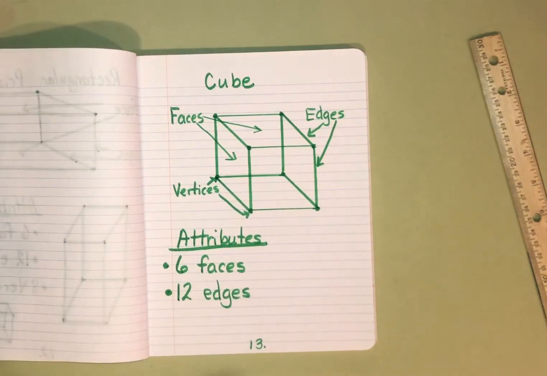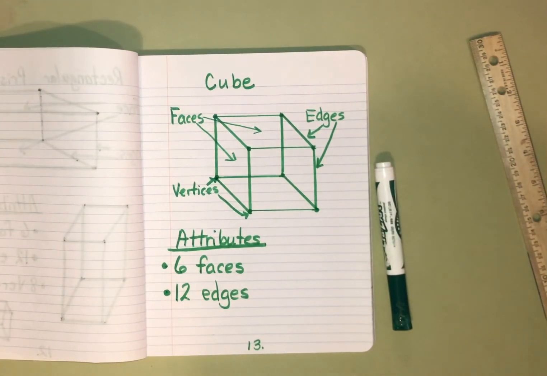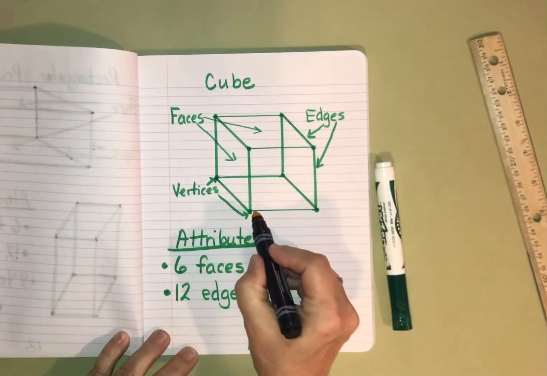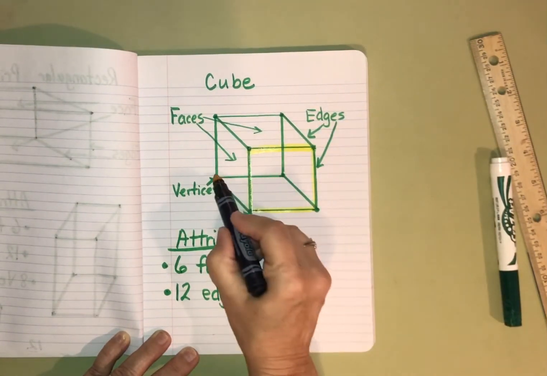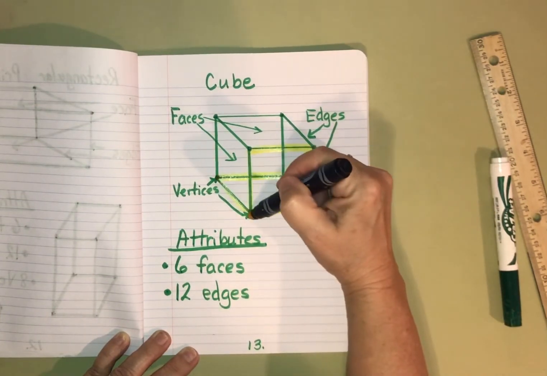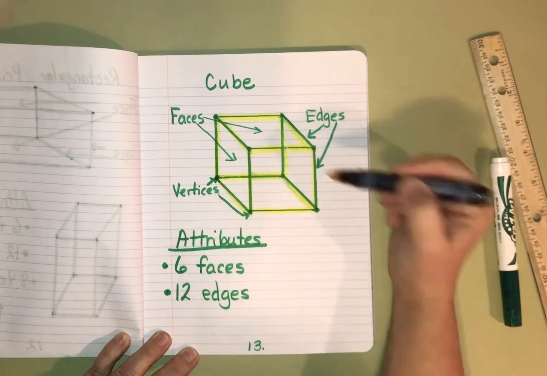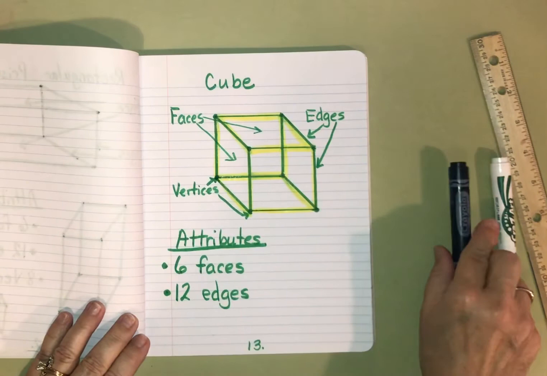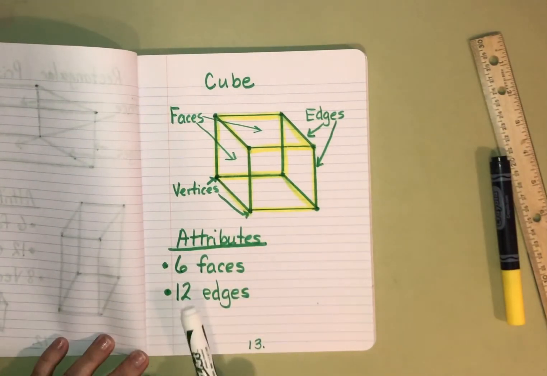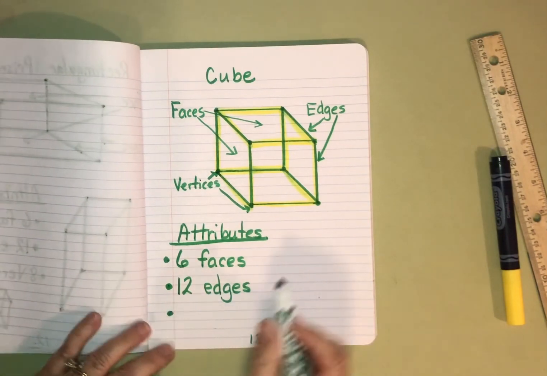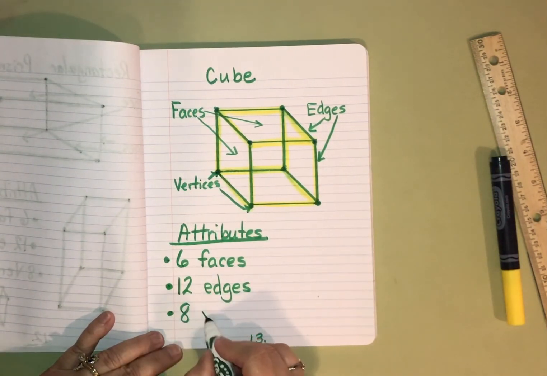So one of the things that I would suggest is when you are counting the edges, get a different colored marker. If you want to use a highlighter, that would be fine too. And then highlight as you do it. So this would be 1, 2, 3, 4, 5, 6, 7, 8, 9, 10, 11, and 12. Makes it a whole lot easier to count when you can keep track of which lines you've already counted. Okay? Or you can just remember that all cubes, all rectangular prisms have 12 edges. And then finally, how many vertices? 1, 2, 3, 4, 5, 6, 7, 8. 8 vertices.